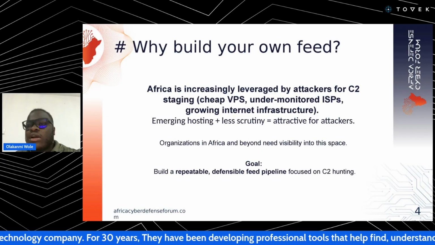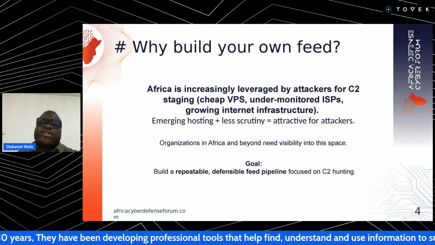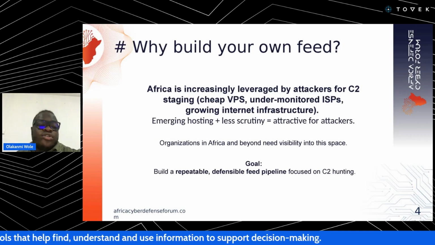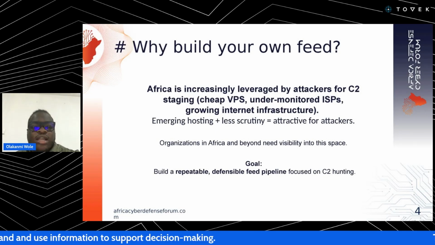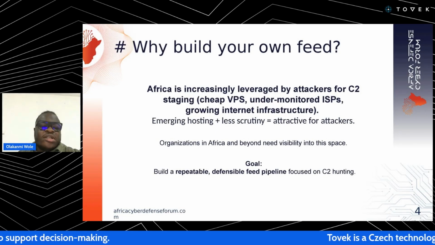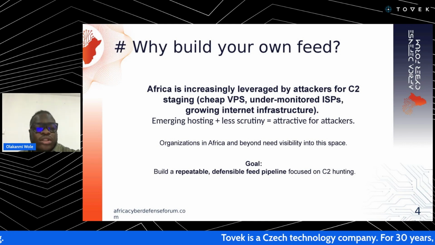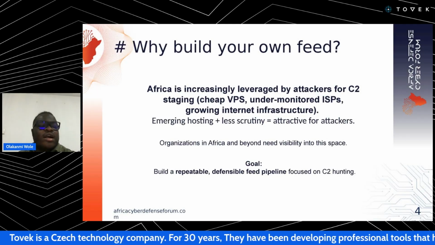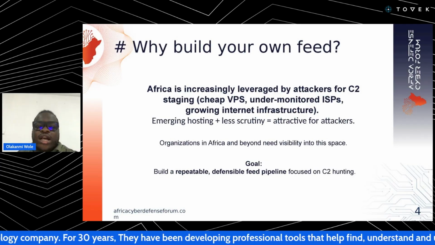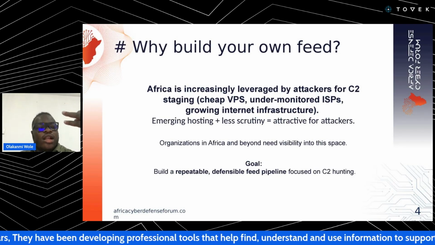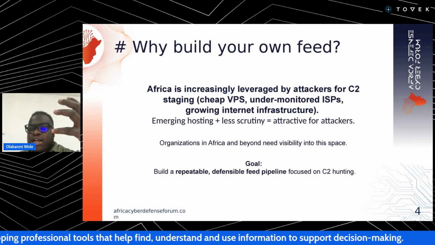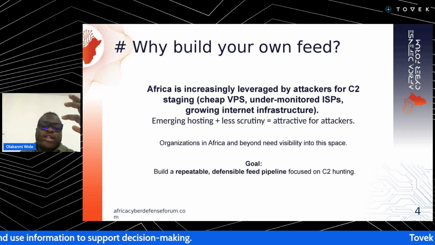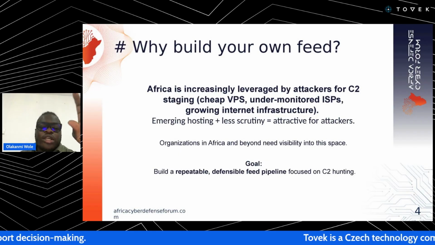So not just in Africa alone, but we are seeing, maybe Asia, for example, a lot of infrastructure going up, being used by attackers, right? And this includes anywhere threat actors can get cheap VPNs on under-monitored ISPs and growing internet infrastructure. And that is exactly why Africa is a main concern, right? Just like I said, emerging hosting, less scrutiny, and this is exactly what is attractive to threat actors. And generally, organizations would require more visibility into this space, right?